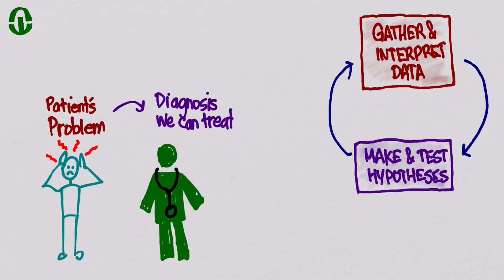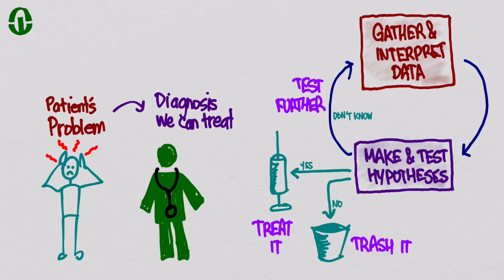And it basically boils down to doing two things. You gather and interpret data, and then you make and test hypotheses on that. And in medicine, the hypotheses that we make are called diagnoses. And when you test these diagnoses or hypotheses, you're going to do one of three different things with it. You're going to decide that the patient doesn't have that diagnosis, in which case you could trash it. Maybe you decide that the patient does have it, in which case you're going to treat it. Or you don't know whether they have it or not, and you need more information, so you're going to need to get more data and test further. So you're either going to trash it, treat it, or test further.